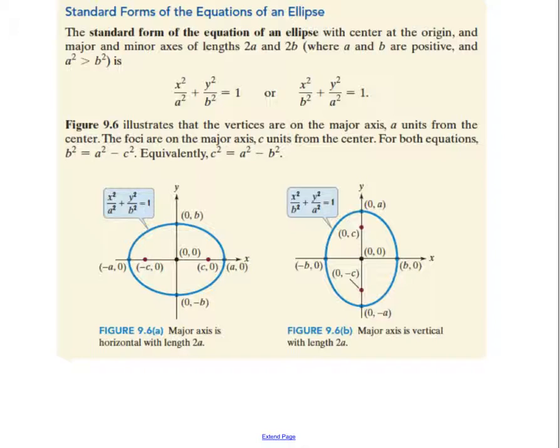Two standard form equations. Let's focus on the left-hand side equation.